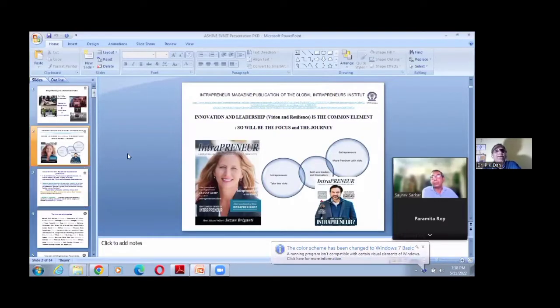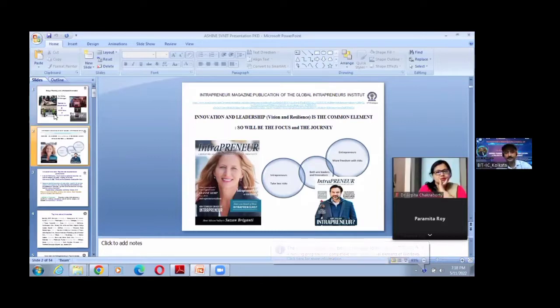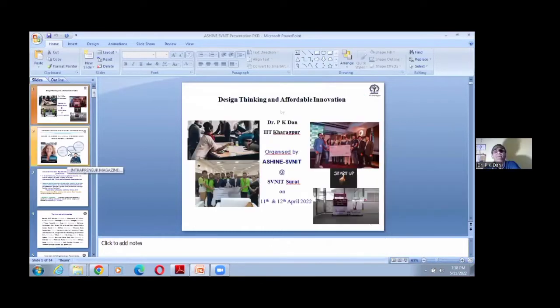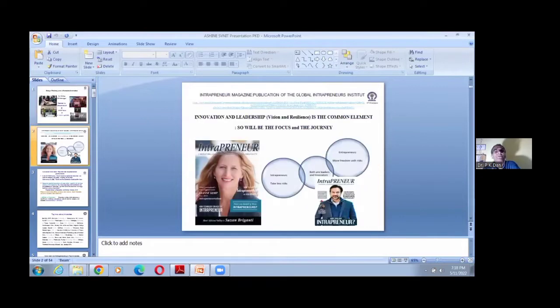Can you see my slide? Yes, sir. Okay. So I'm skipping the first slide. I'm straight away going to the second slide because the first slide is nothing but introduction. However, let me see if I can put it in.